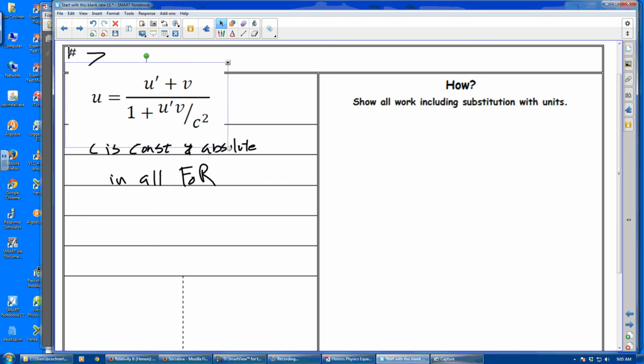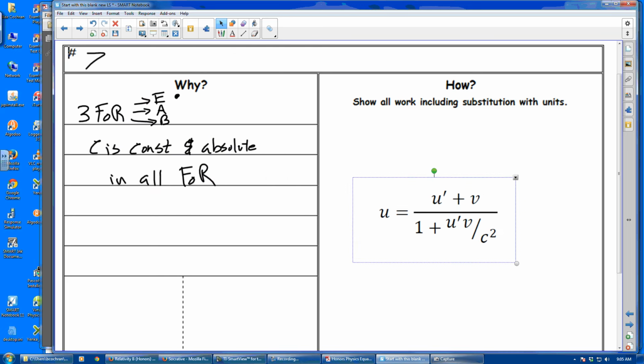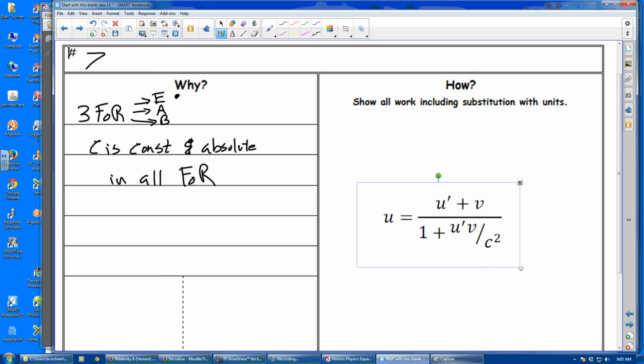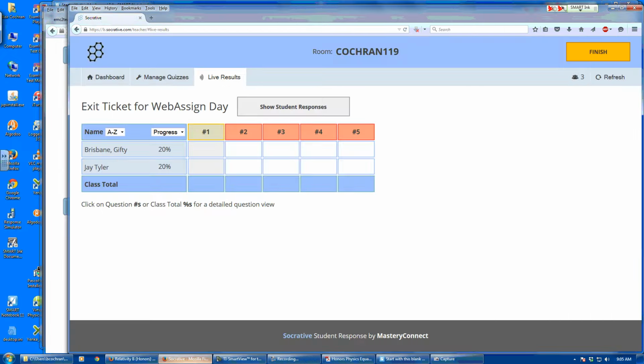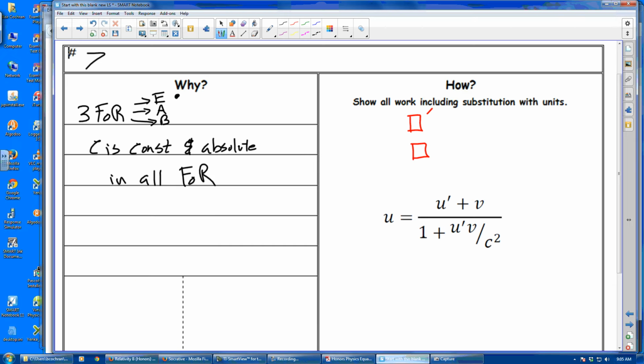And I think it's very important in here to make sure we recognize which frame of reference things are from. So the primes, we will say those are from ship B frame of reference, and the non-primes would be from Earth frame of reference.